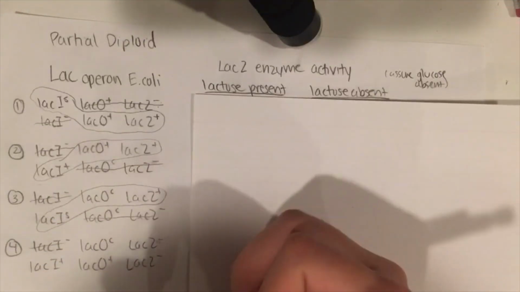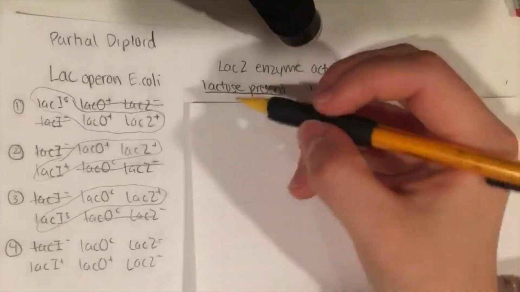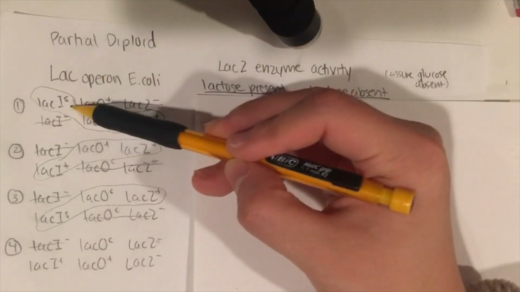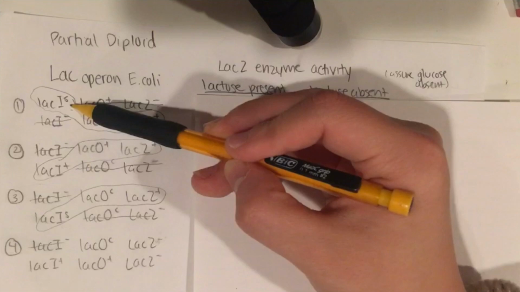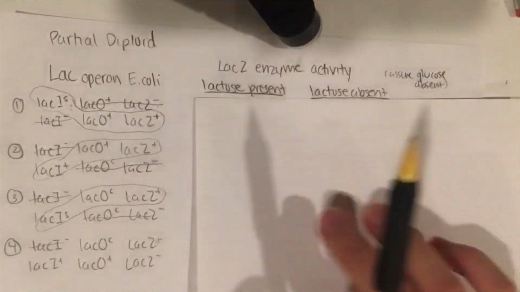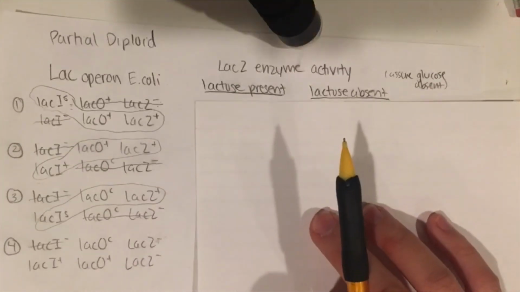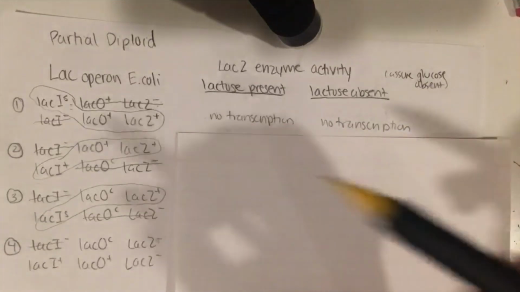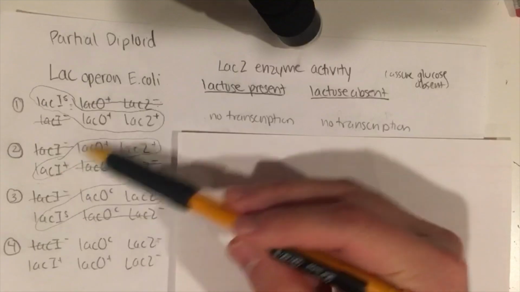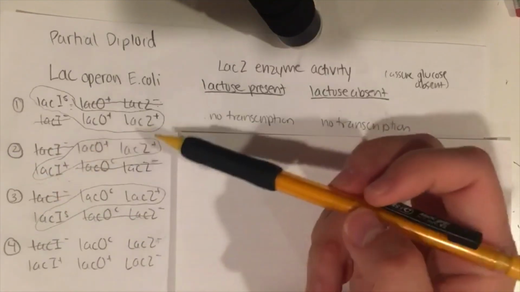Well, this one I'll leave for now. Okay, and so here in this case we have a super repressor, so that means that no matter what, we will not get transcription of LAC-Z. So despite presence or absence of lactose, we would get no transcription for both. Okay, and then for number 2, we get our normal conditions where we have normal I, O, and Z.